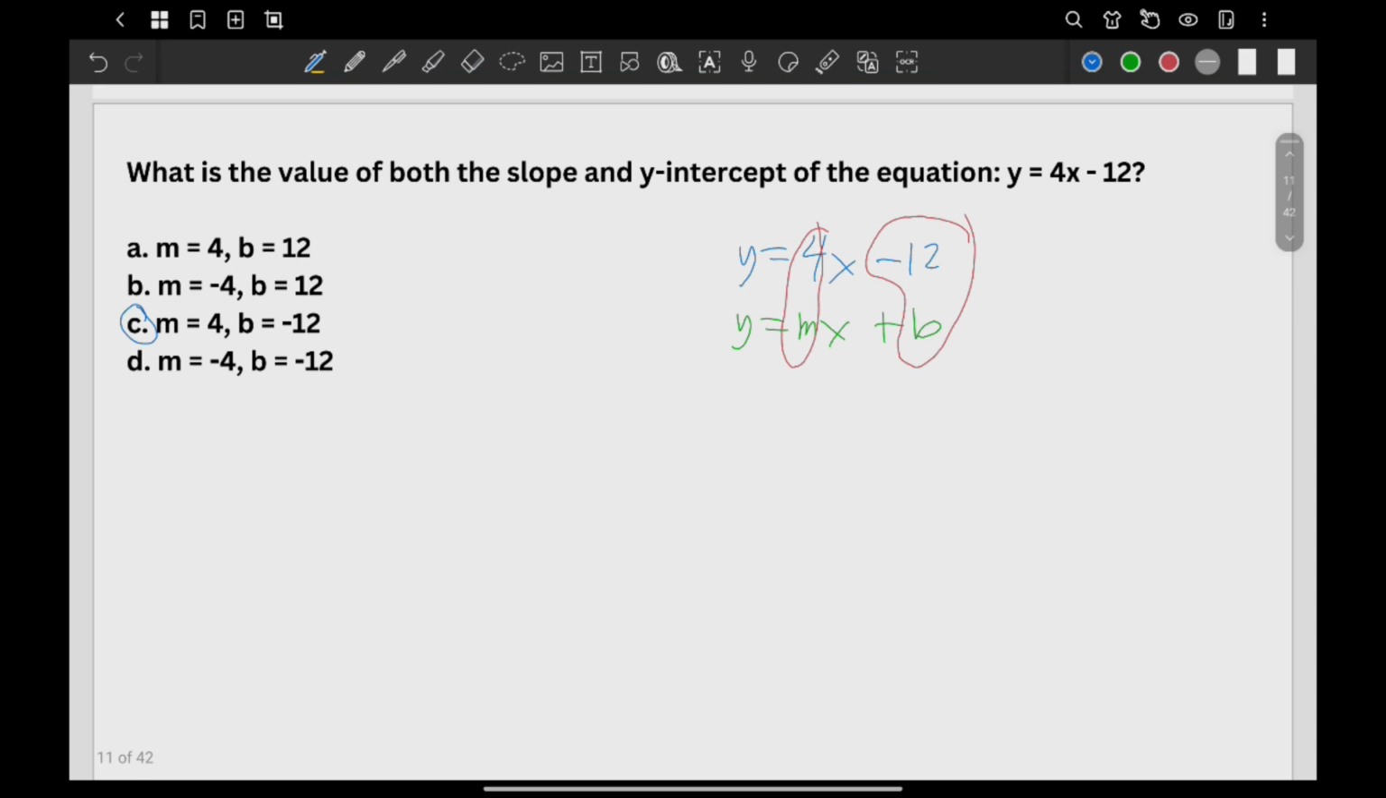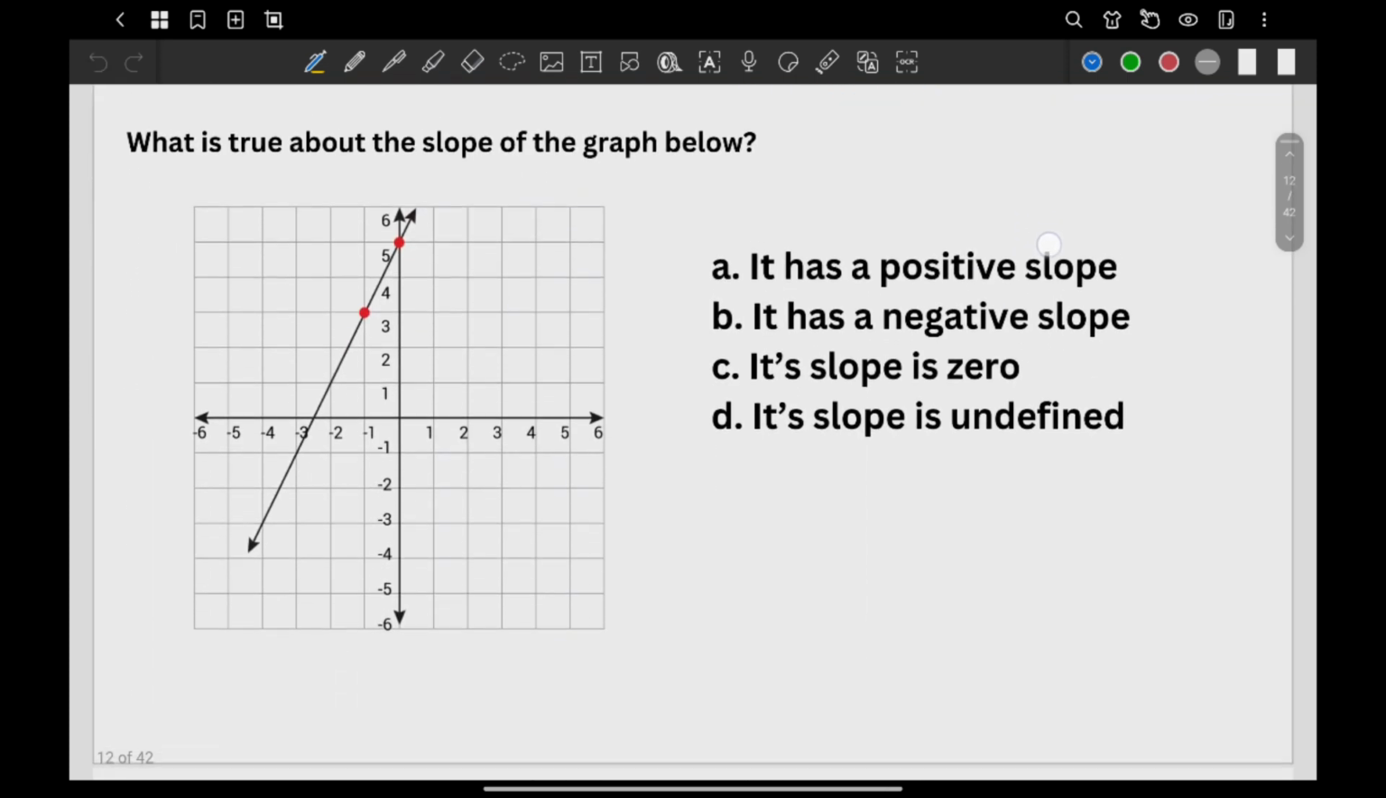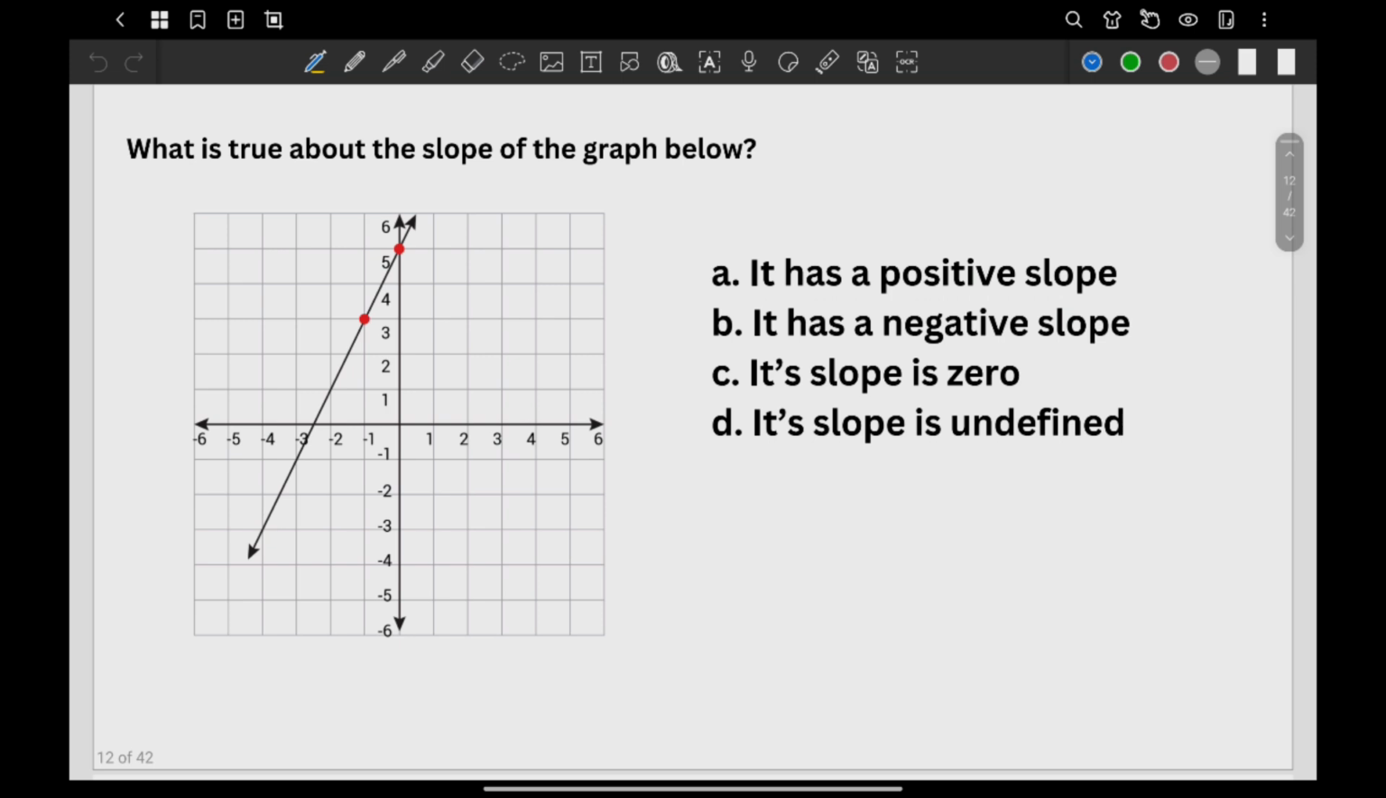Next one. What is true about the slope of the graph? Let's check the choices. It has a positive slope. Again, I hope you can still remember this. If our line is slanting to the right like this, the slope is actually positive. So that's why the first choice is already correct. But let's check the other ones. Letter B, it has negative slope. That's wrong already. Again, it should be positive.